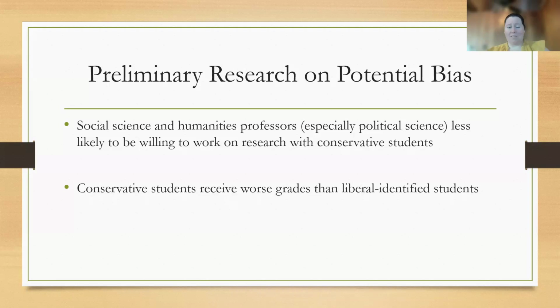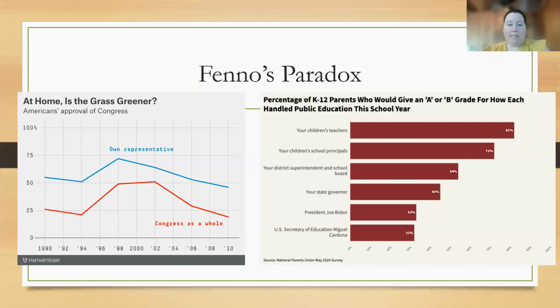So there's research that says that social science and humanities professors are less likely to work on research with folks who carry a conservative identity. So there is the potential for bias here. There is certainly the potential for perception of bias here. And so it's worth digging into this. And the place that this particular article is picking us up at is a place of trying to tease apart the level at which we perceive this bias.